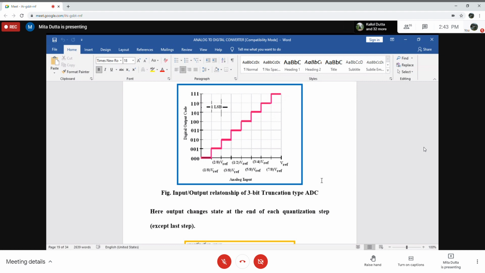Hello? Quantization step is equivalent to what? One LSB.